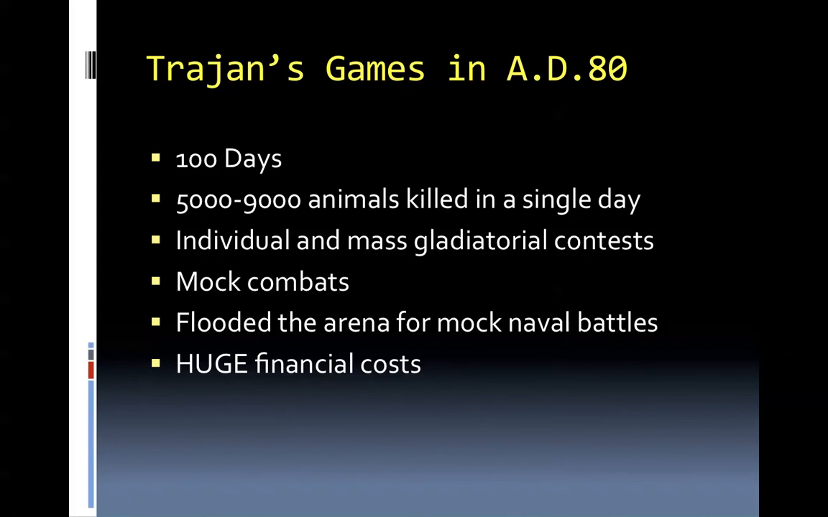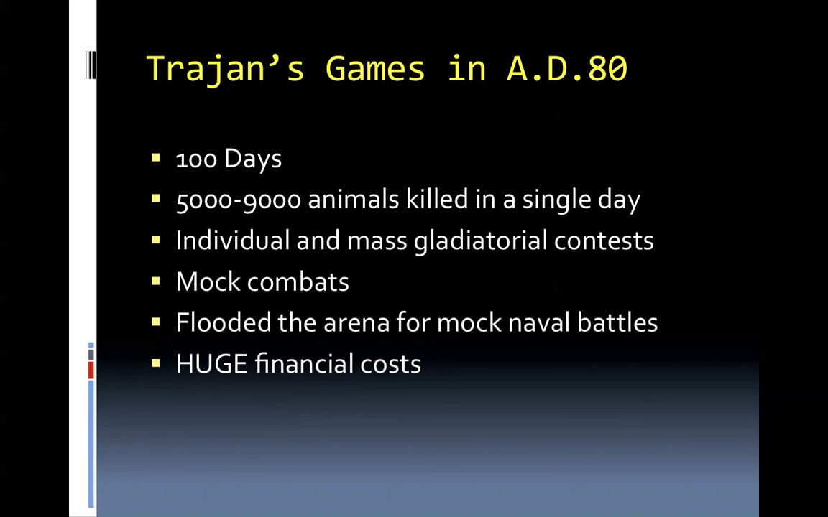What else would it be like to be a gladiator? What would it be like to be a spectator? In AD 80, first century AD, we find Trajan. I mentioned Trajan's column. We find Trajan is giving a spectacular set of games to celebrate his military victories and his coming of age, if you will, as emperor. He has tremendous success out in the empire, and he gives 100 days of games. At these games, our sources tell us some 5,000 to 9,000 animals could be killed in a single day.